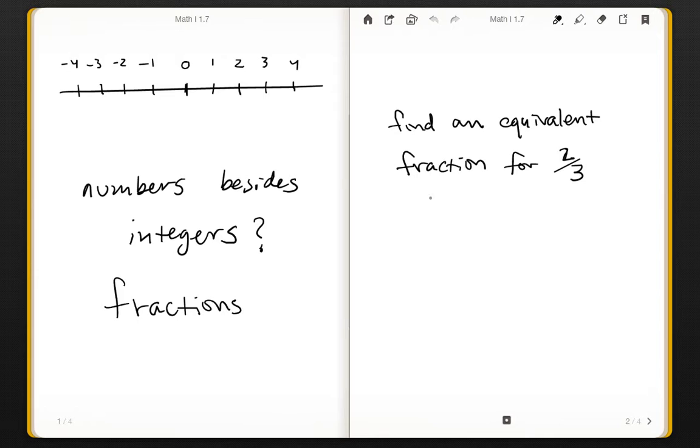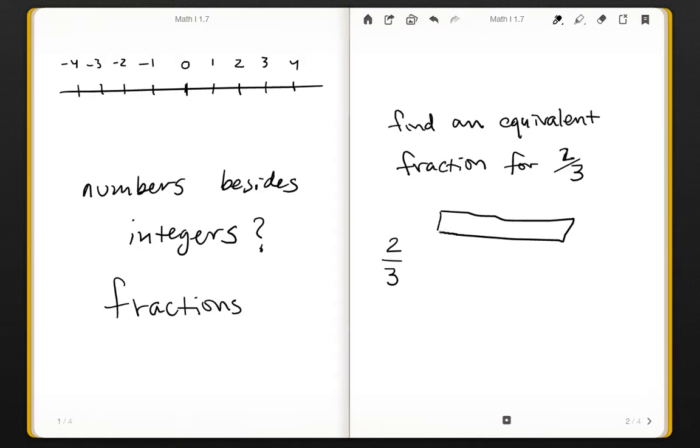So one thing when we're dealing with fractions is we want to be able to make a fraction that's equivalent to another fraction, and that word equivalent just means equal to. So if we had the fraction 2/3, we want to think of some other fractions that are the same as that. One way you can do that is you could draw a picture of it.